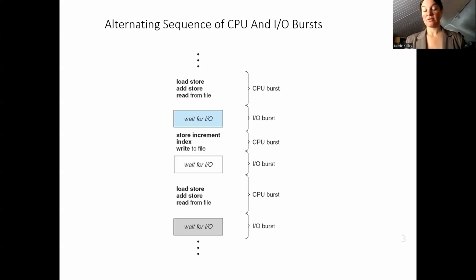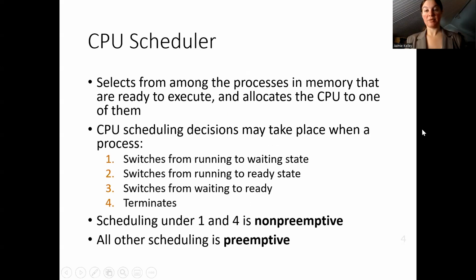When we come back from that, we might end up doing more loads, stores, and addition operations, but then if we go read from a file, we once again have to wait for an I/O burst. It's the CPU scheduler's job to select from among all of the processes in memory that are ready to execute, which one is going to run on the CPU next.